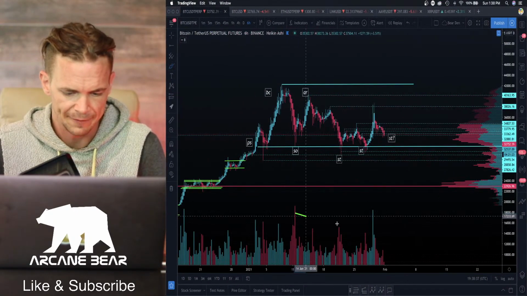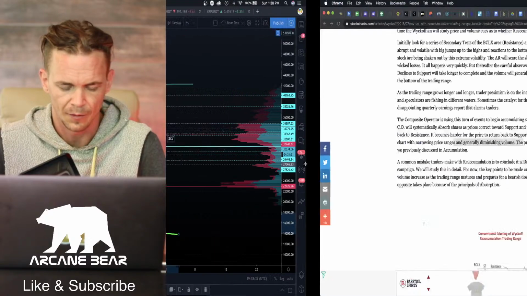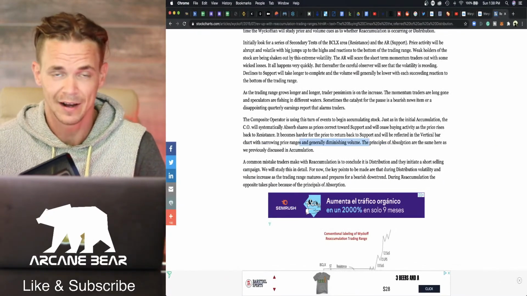Aside from the big FU candle, we were seeing diminishing volume. Different story. That was just like, oh my God, Elon Musk made a tweet.